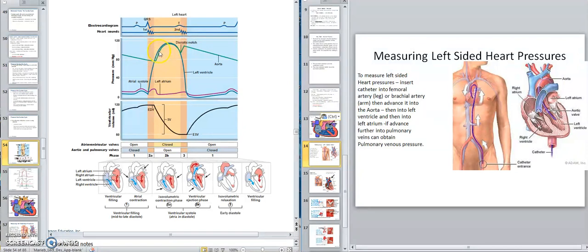I want you to study this. When is the only time you see an increase in pressure in the aorta? That is when the aortic valve opens. When does the aortic valve open? During ejection contraction. That obviously means this tan area right here must be ejection contraction, because that's the only time that the pressure would rise in the aorta. Okay?